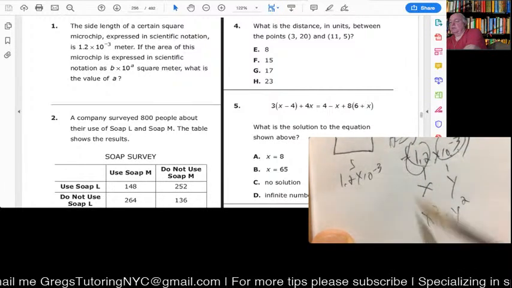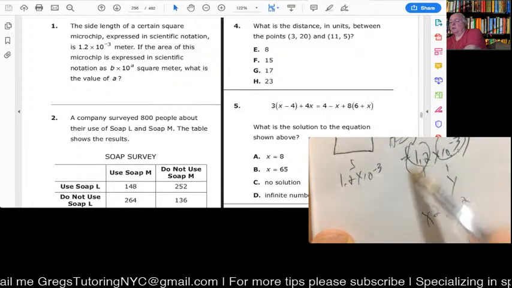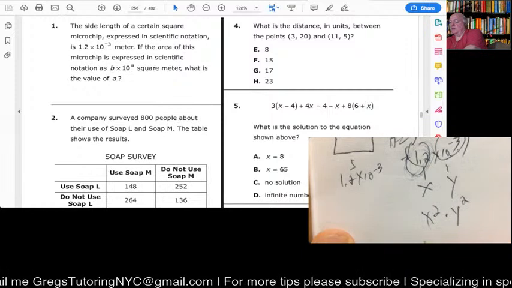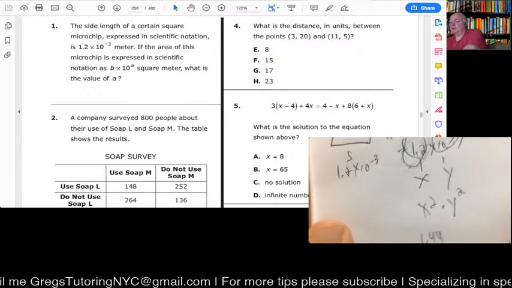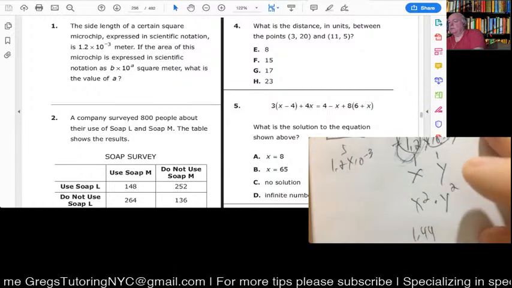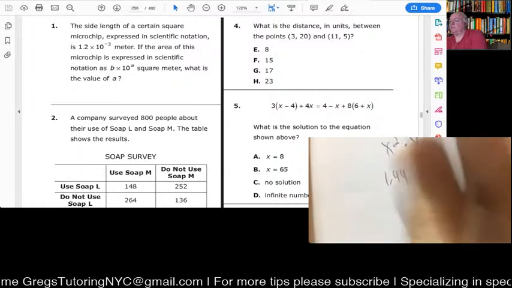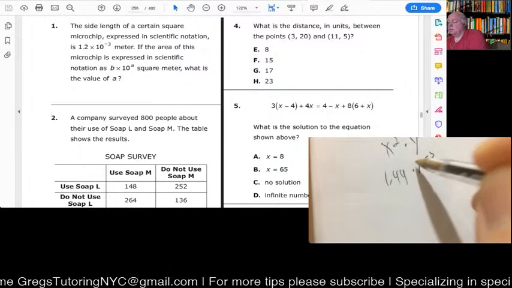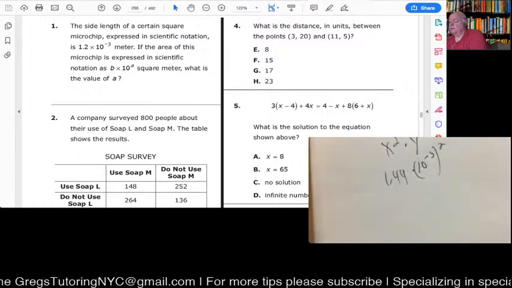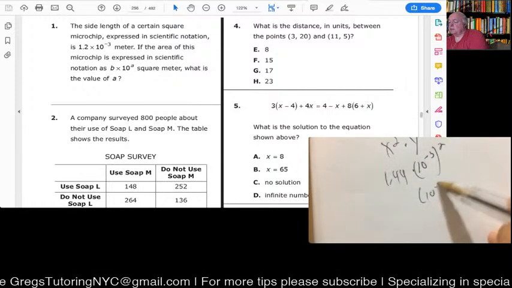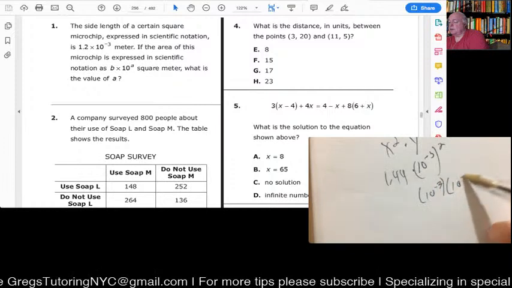So what we need to do is 1.2 squared, and if you know your perfect squares, you're going to get 1.44 for that. And then this is 10 to the minus 3, so you're going to have 10 to the minus 3 squared. There's a couple of rules, or you could visualize it. It's 10 to the minus 3 times 10 to the minus 3.